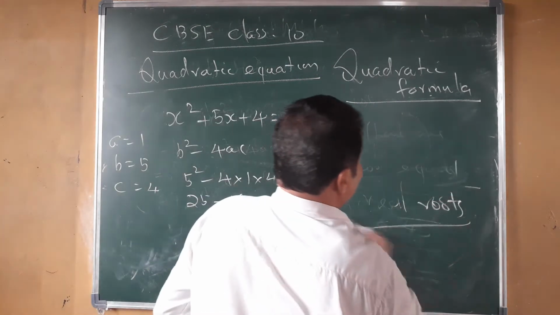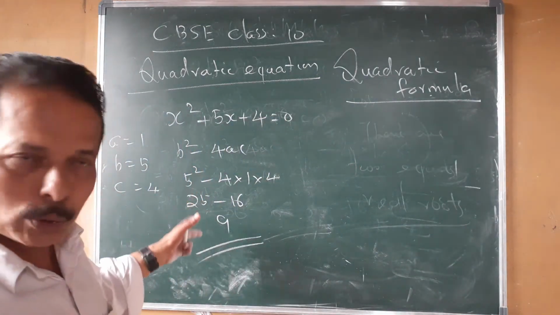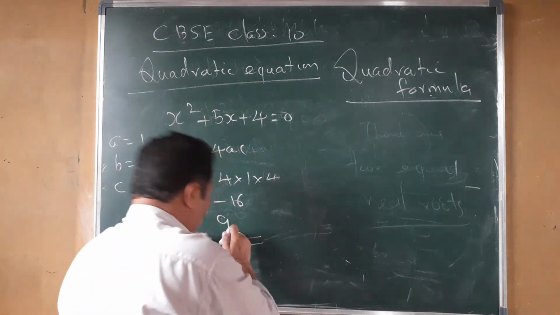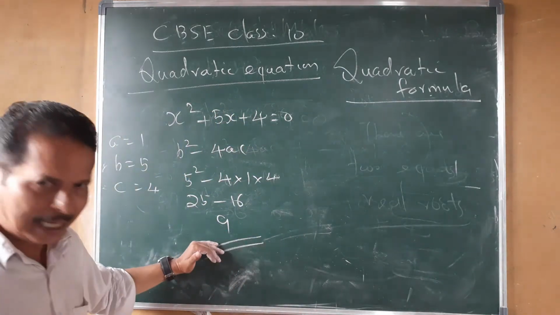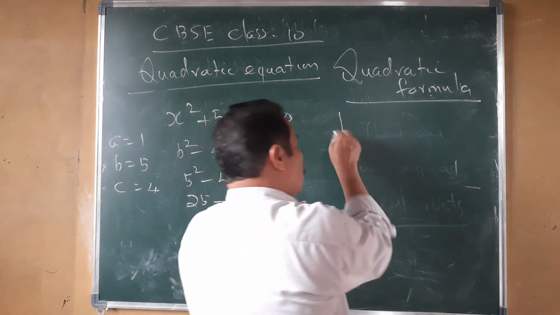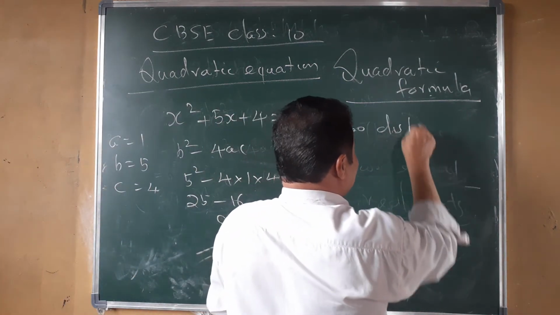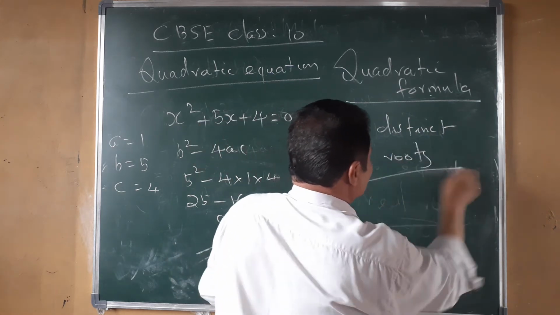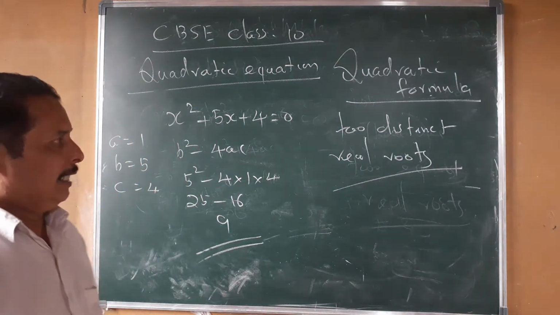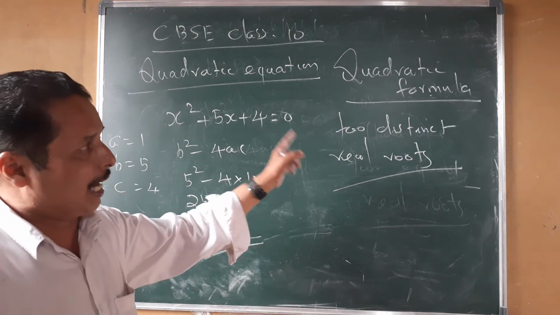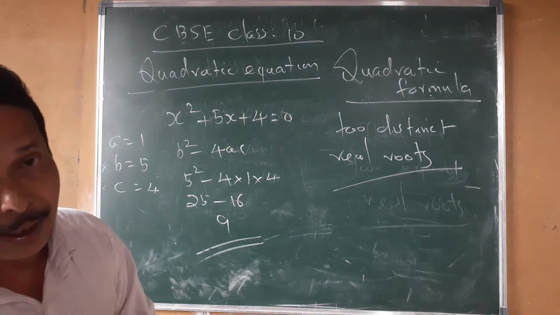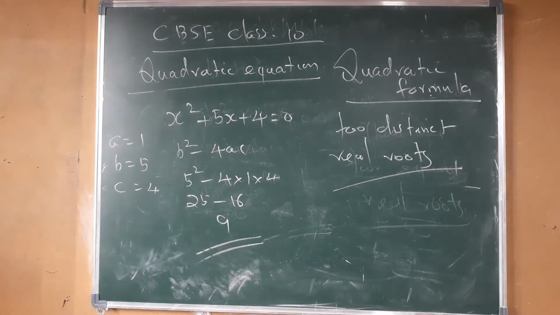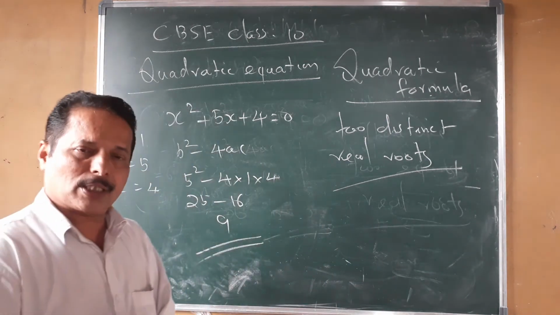So what is the characteristic? It's positive. b square minus 4ac is calculated to get a positive number. Is it clear? So there are two distinct, that means different, real roots. You remember the characteristic? If b square minus 4ac is positive, there are two distinct real roots, because one root is positive and the other root is negative. That's why you get two distinct real roots. Is it clear?